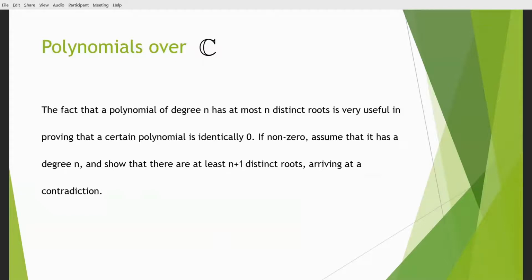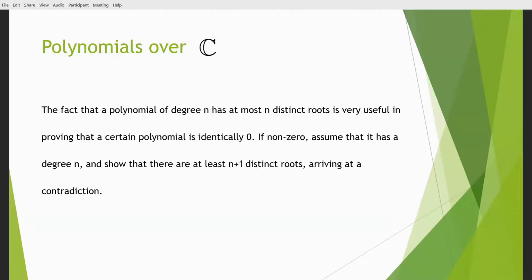So how do we prove it? We will prove by contradiction. Suppose the polynomial is non-zero. A non-zero polynomial has a well-defined degree, at least over complex numbers. Let's call the degree n, where n is a natural number. So you have to show that there are at least n plus 1 distinct roots and arrive at a contradiction.